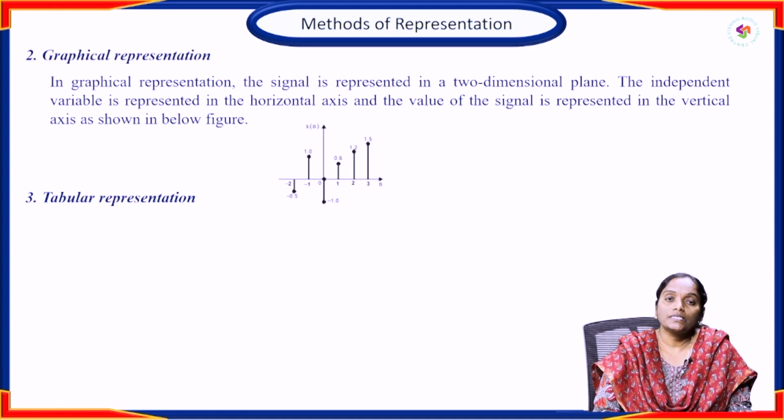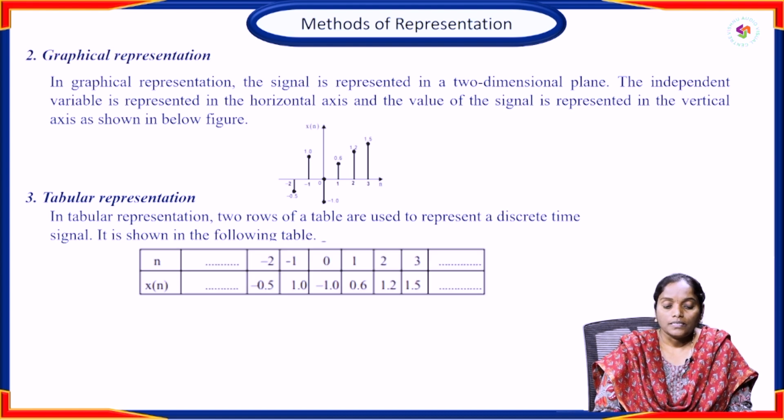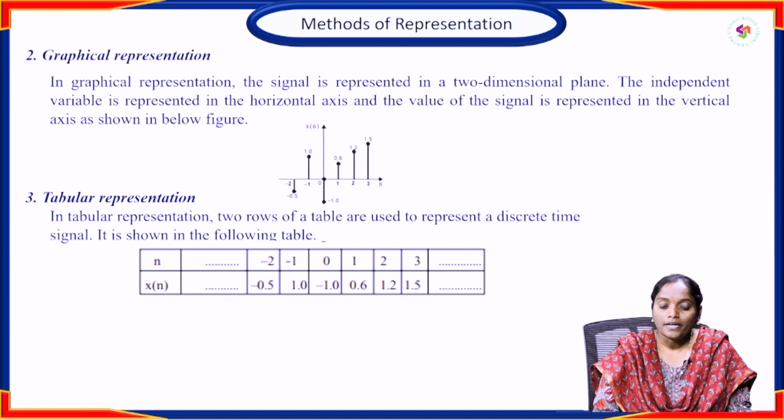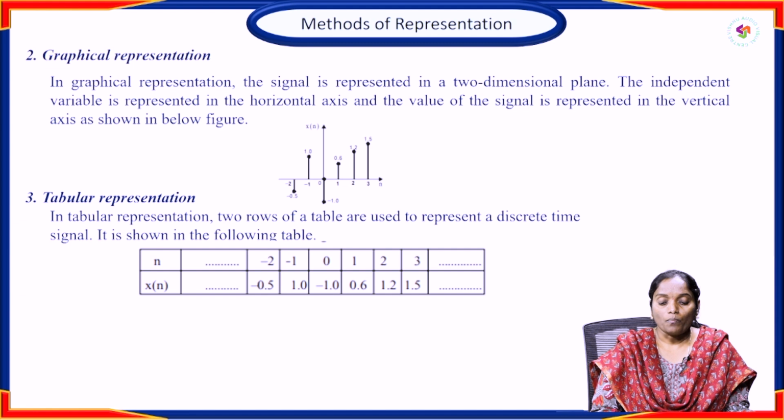The third way of representation is tabular representation. In tabular representation, the two rows of a table are used to represent a discrete time signal. One row is the time index and the second row is the amplitude of the discrete time signal. See this example: I have drawn a table with two rows. The first row indicates the time index n and the second row indicates the amplitude of the signal x of n. For each time index we represent the amplitude. At n equal to minus 2, the corresponding amplitude is minus 0.5. At n equal to minus 1, the amplitude is 1.0, like that.